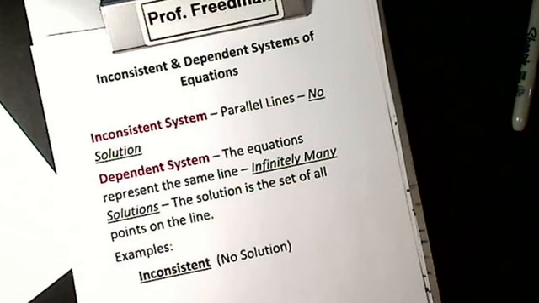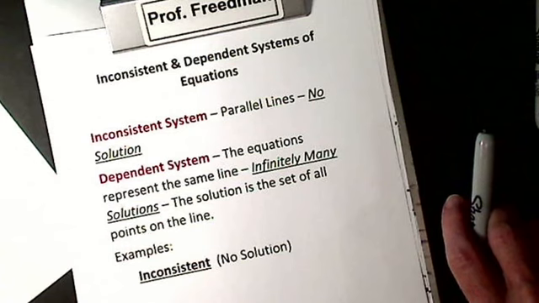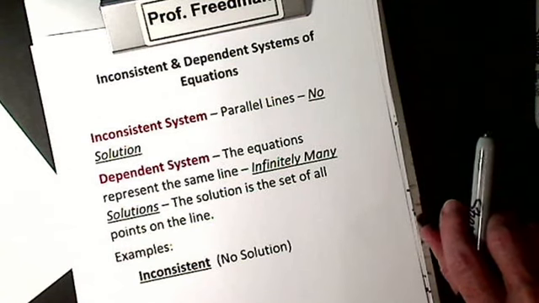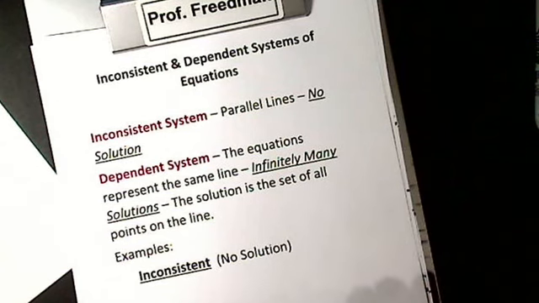We now have to talk about special cases of systems of equations. I can have an inconsistent or dependent system. An inconsistent system is where I have two equations that are parallel lines, so there is no point of intersection, so there is no solution.